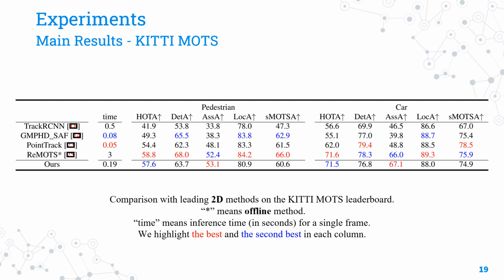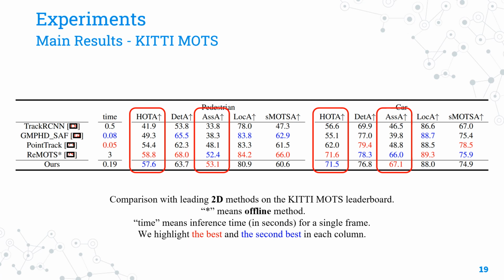On KITTI MOTS dataset, we compare the published leading online 2D methods and one offline 2D method. Our method achieved the highest HOTA score among all online 2D methods. Also, our association accuracy outperforms all the compared methods.